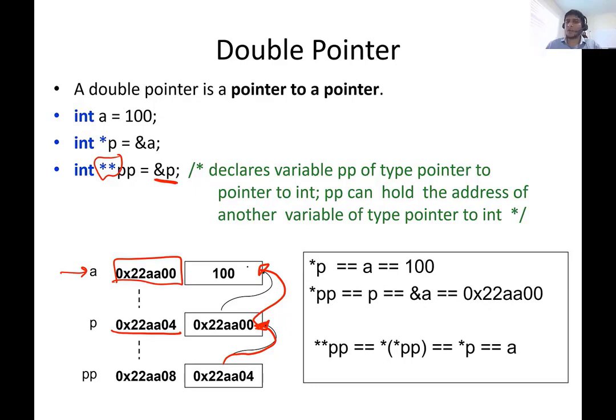This creates all kinds of possibilities, right? If I want to dereference B, dereferencing B gives me A, so it's equivalent to 100. Dereferencing BB, on the other hand, is going to give me B itself, which is the address of A, right? In this case, it's 0x22AA00. Double dereferencing BB, as you can imagine, is equivalent to dereferencing twice. In the first dereferencing, it gives me B, like what we have said here. In the second dereferencing, it gives me A, right?